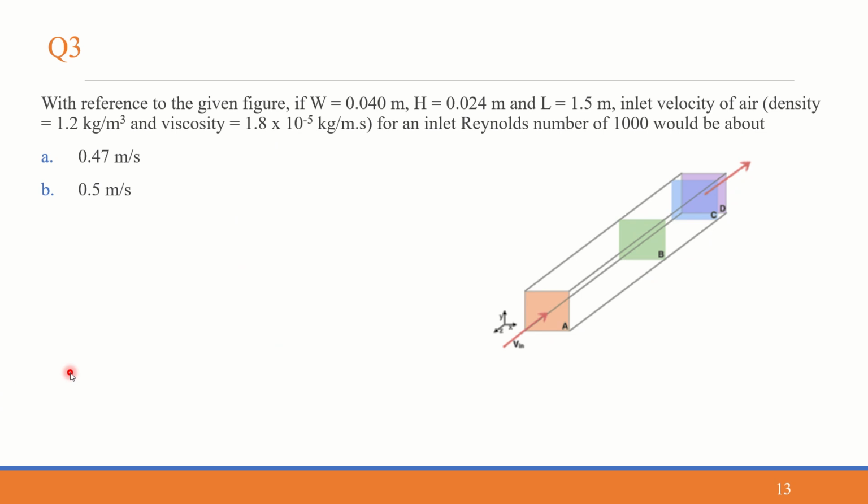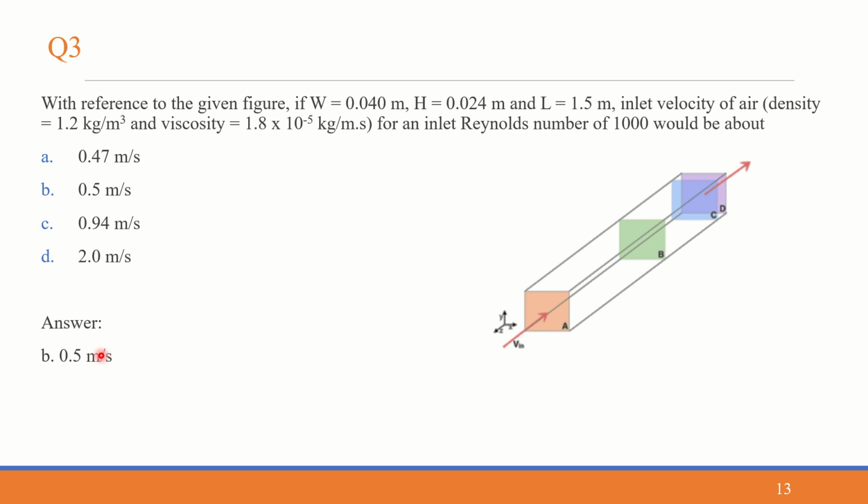So, the answer is actually 0.5 meter per second. So, how will we solve the system? First, we will know what is asked. We are asked to find the inlet velocity and we are given the Reynolds number. So the Reynolds number formula is rho v d by mu. So if we need to know v, we need to know the Reynolds number, density, viscosity and diameter of the geometry.